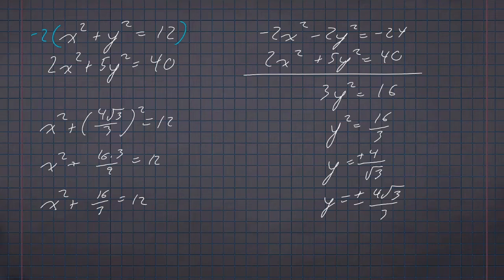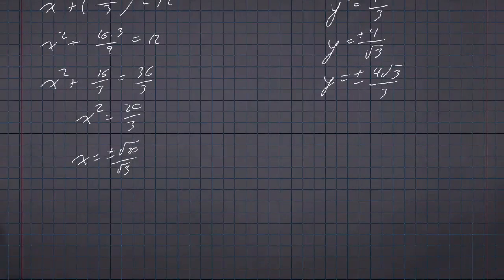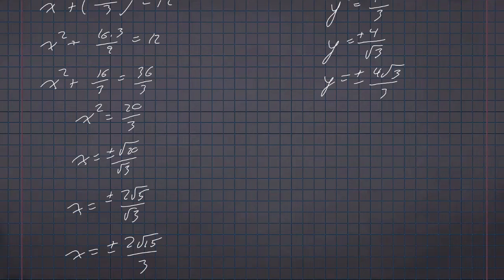While I'm at this, I might as well rewrite that 12 using common denominator. 12 is 36 over 3. And when I subtract, that means that x squared is 20 over 3. x is going to be plus or minus the square root of 20 over the square root of 3. 20 is 4 times 5, so that's 2 root 5. And then rationalizing, multiplying top and bottom by root 3, I get that x is plus or minus 2 square root of 15 over 3.